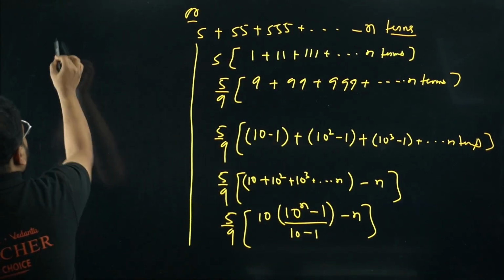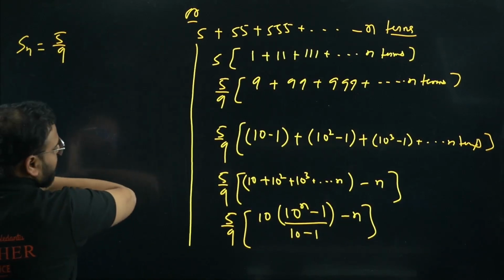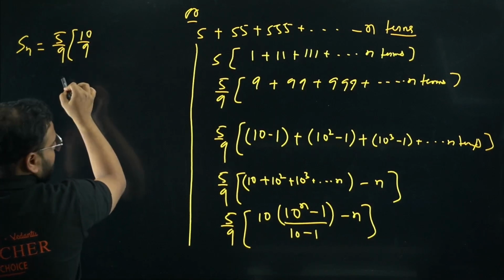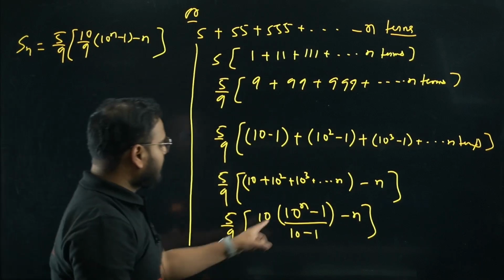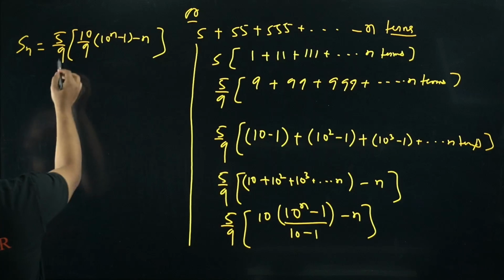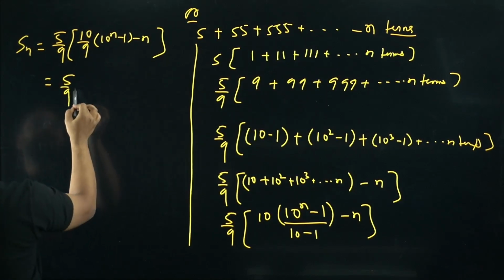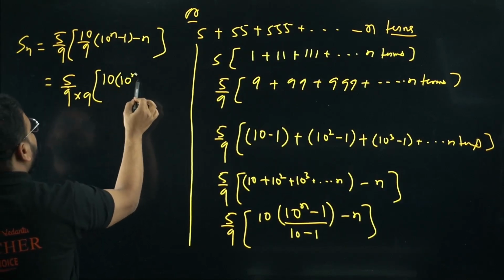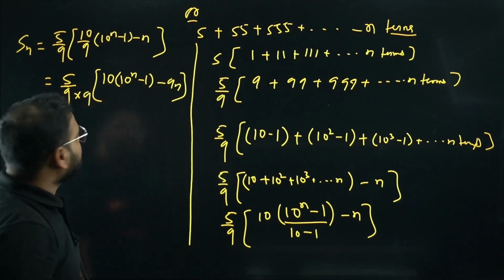I'm getting this as 5 by 9. This is the sum of n terms: 5 by 9 into [10 times (10ⁿ minus 1) upon (10 minus 1), minus n]. Here 10 minus 1 is 9. Take this 9 outside. How can you do that? You multiply 9 over here as well. So you can write this as 5 by 9 into 9. Taking this 9 common, it becomes 10 times (10ⁿ minus 1) minus 9n, right? Correct? Check this out.